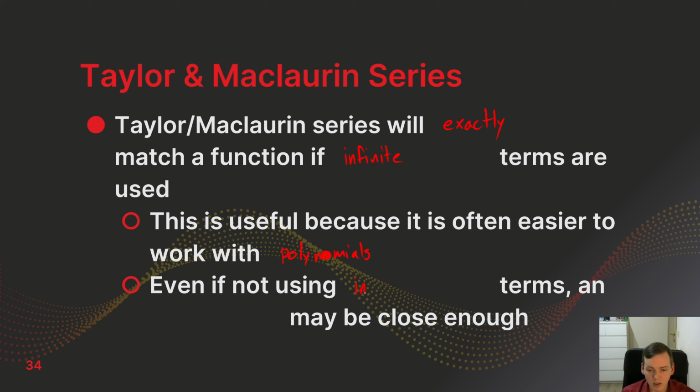Even if we're not using an infinite number of terms, an approximation might be close enough. Even if you don't go out to an infinite number of terms, especially with computers these days, a 100-term polynomial might be better for computing than a nice simple f of x equals cosine of x. Because to approximate values, you've got to plug things in and work with it. But if we have a polynomial, even if it's a really long one, that might be easier to compute with.